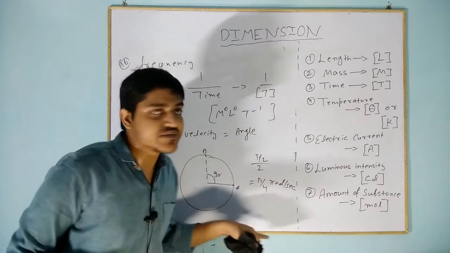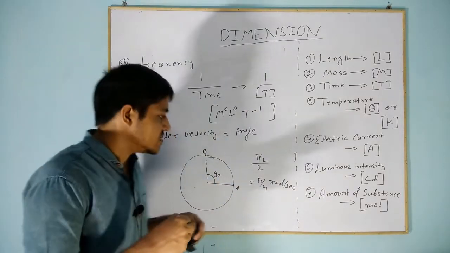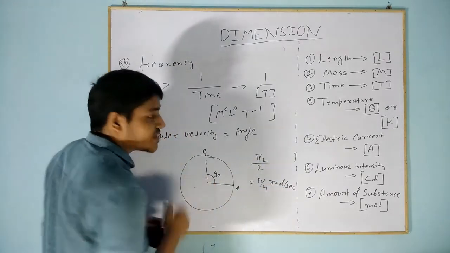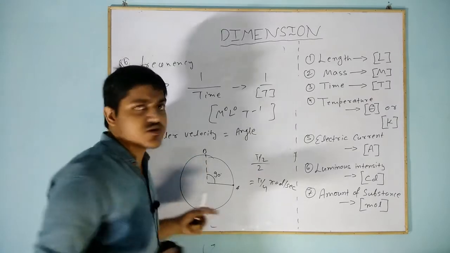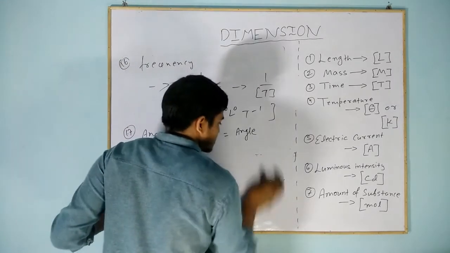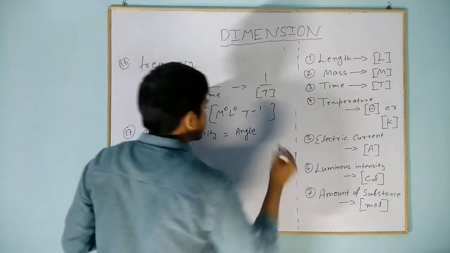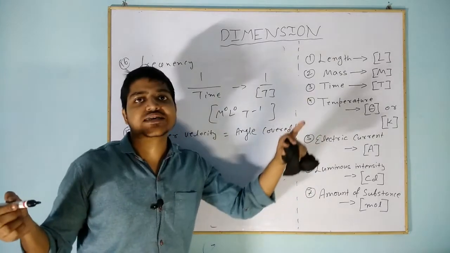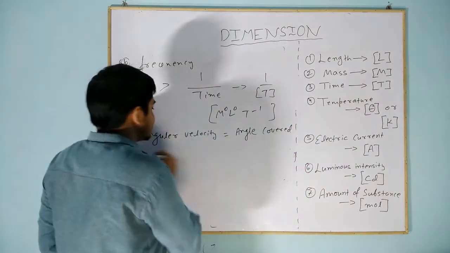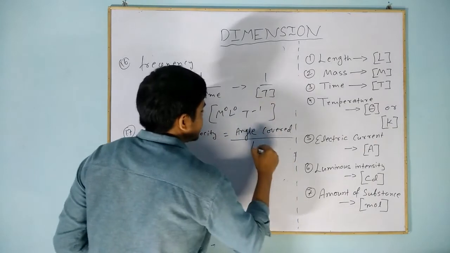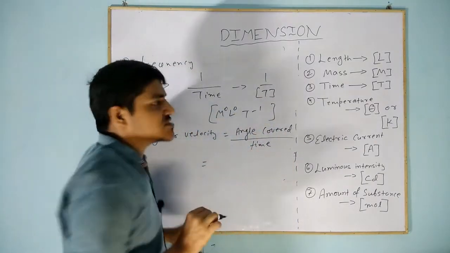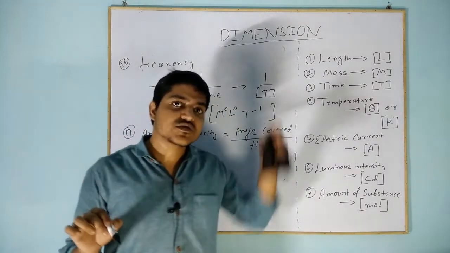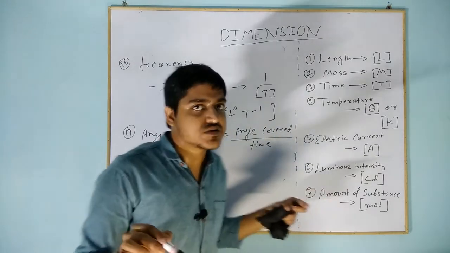Angle covered in time t, then angle upon time is the angular velocity. And the SI unit of angular velocity is rad per second, because we are talking about plane angle. 90 degrees is pi by 2 radian, we know. Just like in case of linear velocity, we had displacement covered in time t, in case of angular velocity, we have angle covered in time t. Since angle has no dimension, plane angle and solid angle both have units, but none of them has dimension.